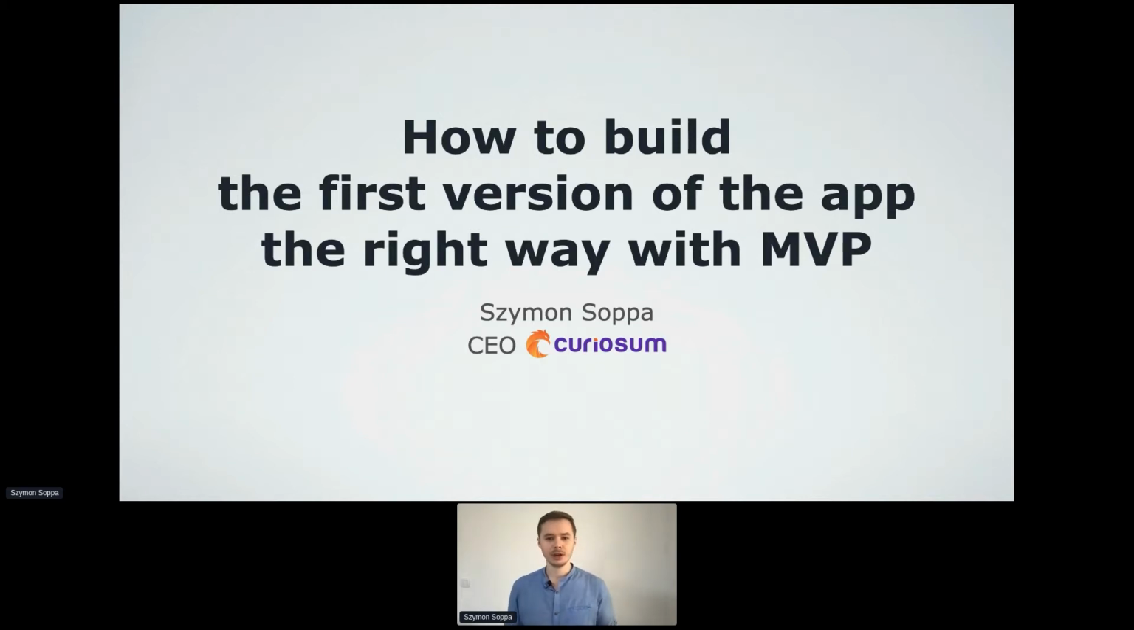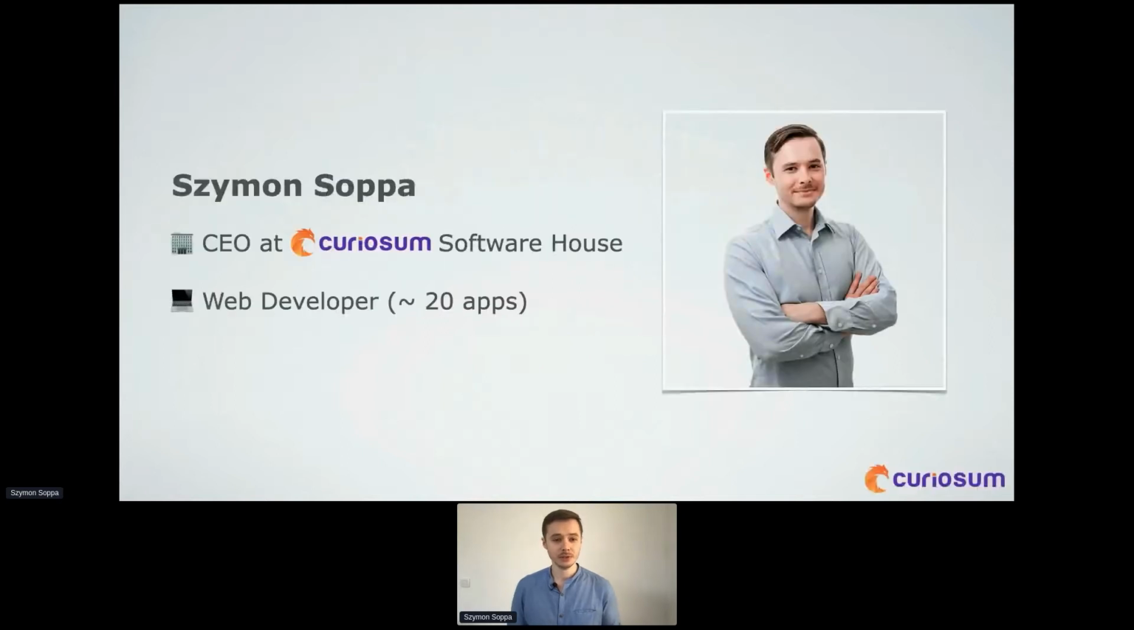So to start with, a couple of words about myself. I'm Szymon Soppa, and I'm a CEO and co-founder of Curiosum, which is a software house located in Poznań, so it's like a local company. And we do web and mobile apps. Our main technologies are Elixir and React. And also, personally, I'm a web developer.